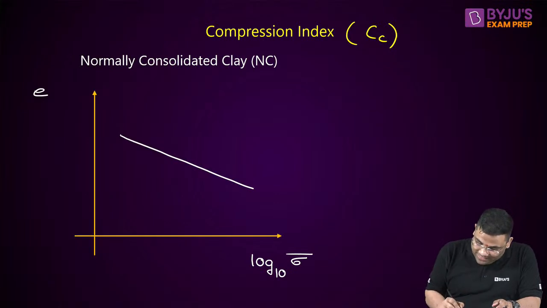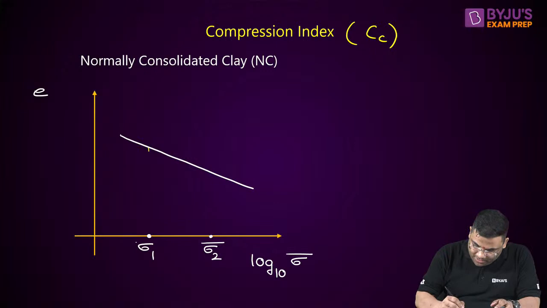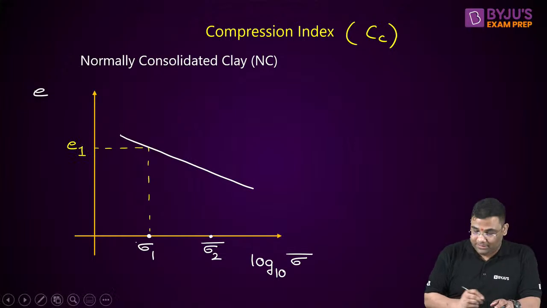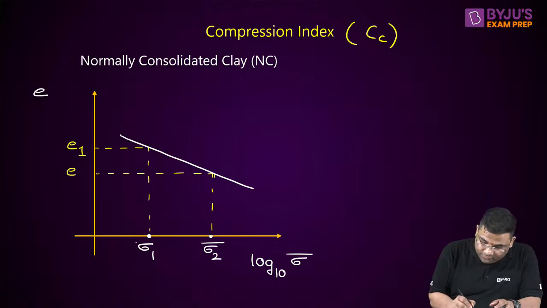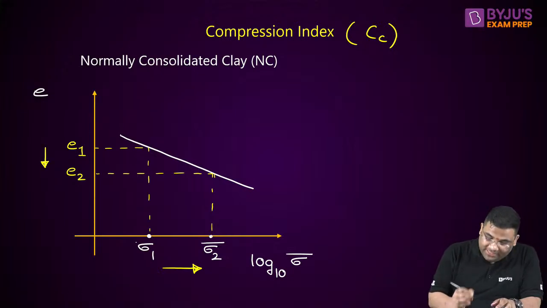Now, if you see, the stress increased from sigma 1 dash to sigma 2 dash, right? And corresponding to that, I'll get certain void ratios, right? For sigma 1 dash, I'll get the void ratio of e1, right? And for sigma 2 dash, yes, I will get a void ratio of e2. Now again you can see that effective stress increased and void ratio decreased. But what is the difference?